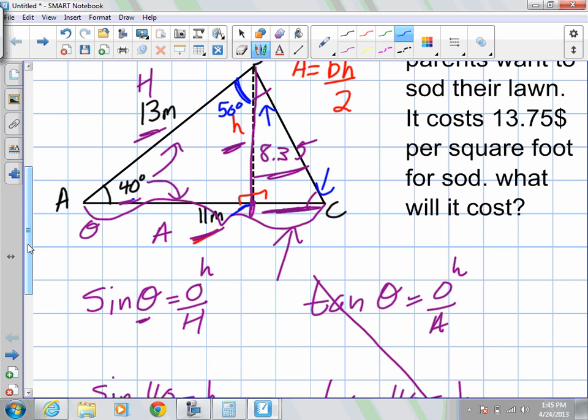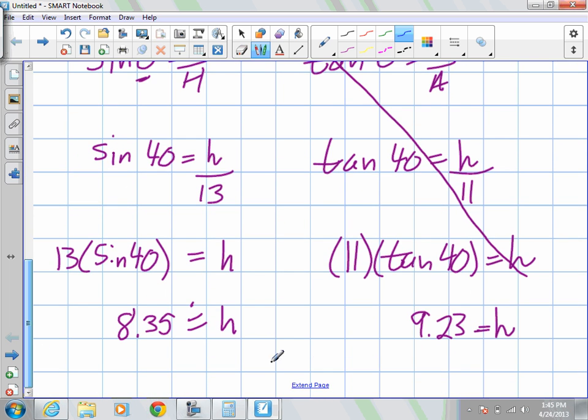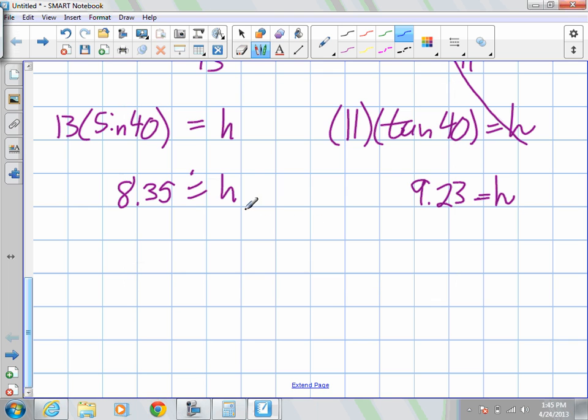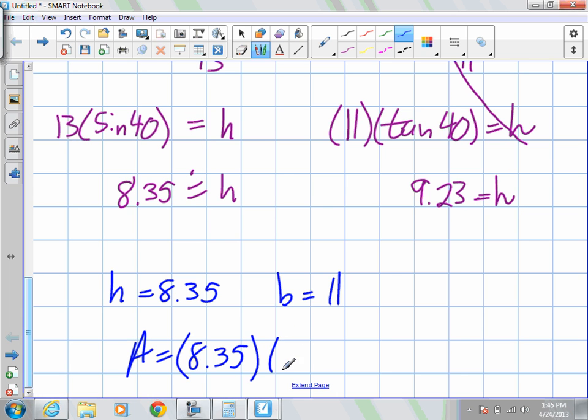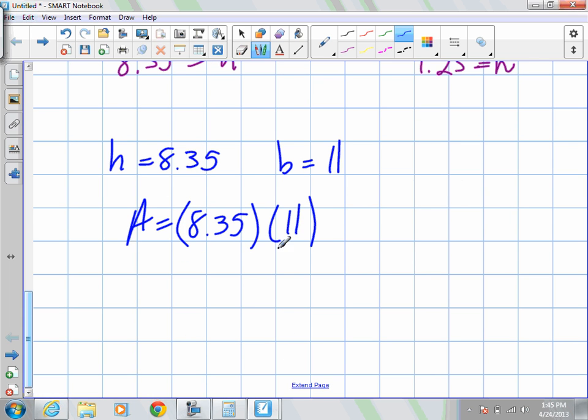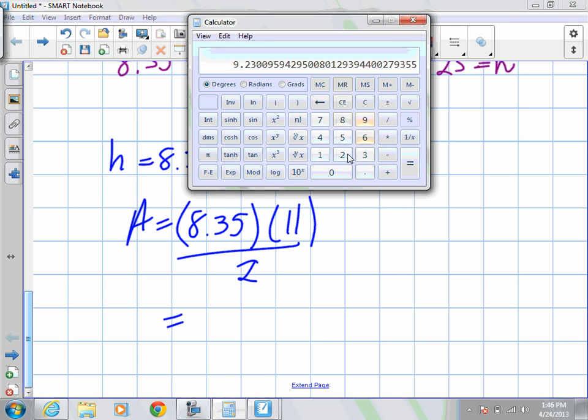The height was 8.35. And the original base was 11. The area of the triangle will be 8.35 times 11, divided by 2. So we put this in our calculator. 8.35 times 11, divided by 2. 45.925.